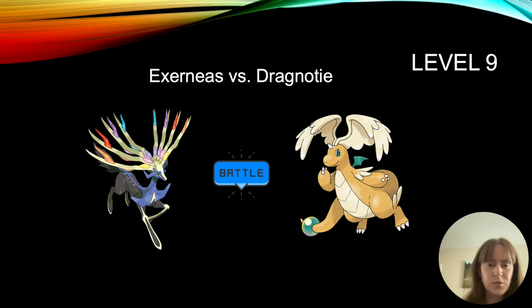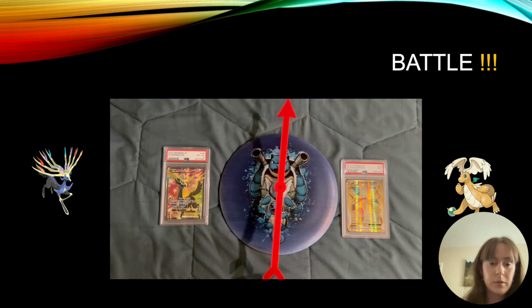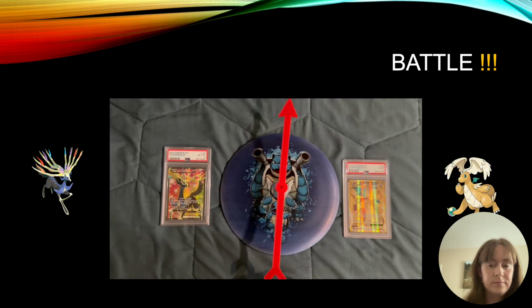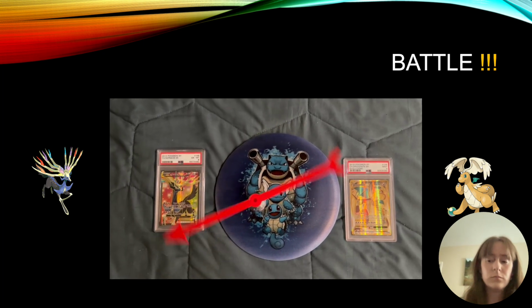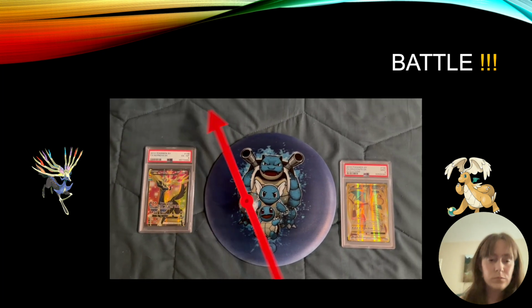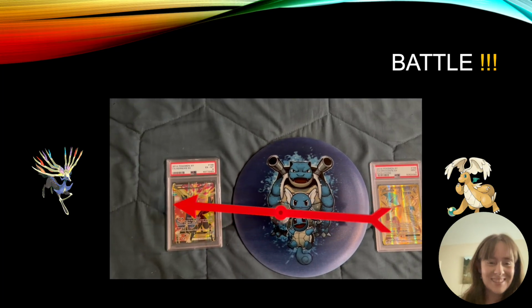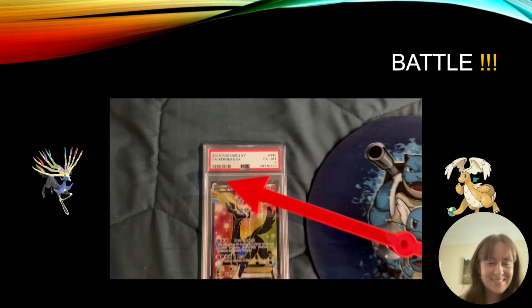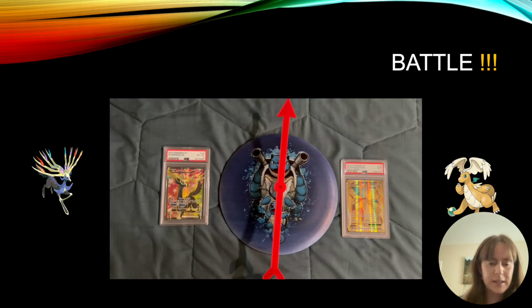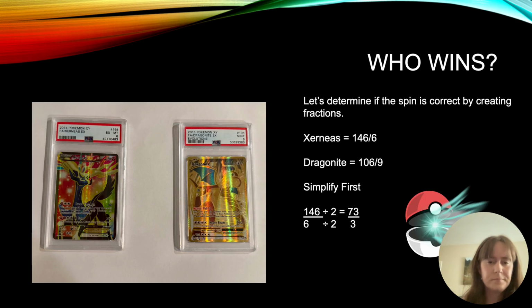Okay, let's go with the next group. Level 9. It's heating up a little. Gotta catch 'em all. Okay. Let's make this into some fractions. You like the little Pokeball I added? Catching Pokemon, it looks really cute. Okay. I'm praising myself about my slides. So we have 146 over 6 and 106 over 9.